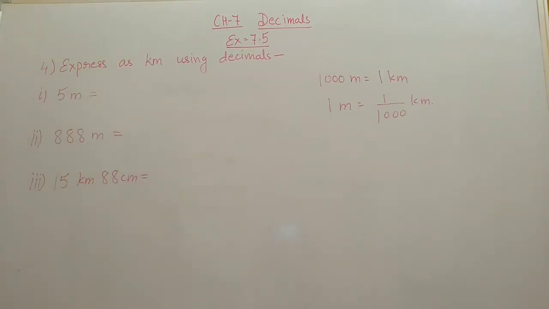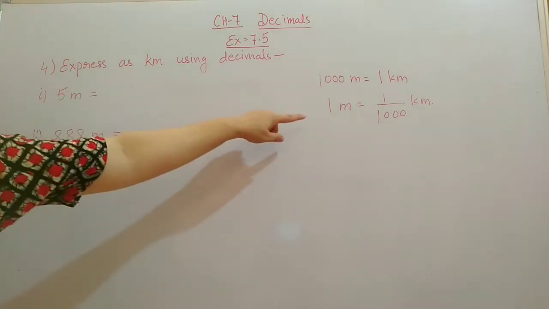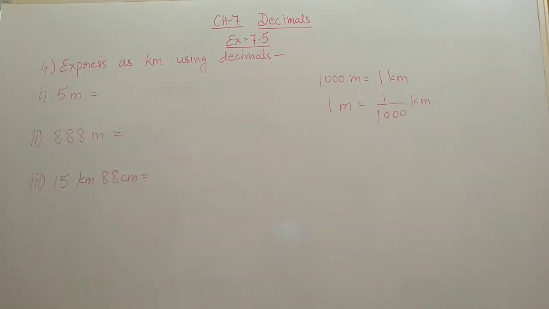Next, question number 4, express as kilometer using decimals. Now we have to change meter into kilometer. Kilometer is a big unit and meter is a small unit. So 1 kilometer has 1000 meter, and 1 meter will be equal to 1 by 1000 kilometer. So to change meter to kilometer, we have to divide by 1000.